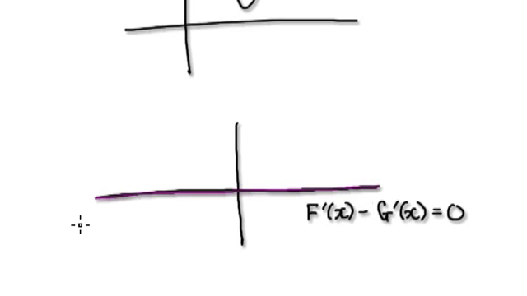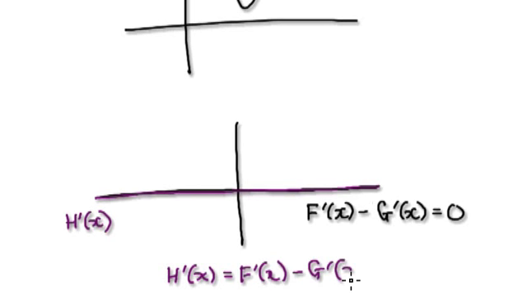Okay, so now consider a new function, h prime of x. Let's just say h prime of x equals, remember, we are defining this to be the same as this thing here. So f prime of x take away g prime of x will be 0 everywhere. And now we're saying let's just invent a new function to be this line here.